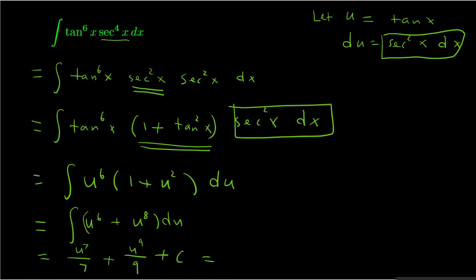So the final answer is going to be, wherever you see u, you replace u with tan of x. So you have tan of x, the whole thing to the power of 7 over 7, and then plus tan of x, the whole thing to the power of 9 over 9, and then plus c. I hope I got everything right. I did not mess anything up, I think. That's how it works. I told you one other form.